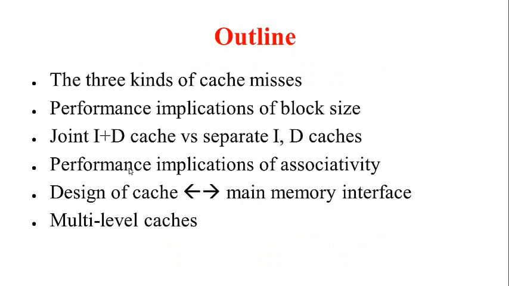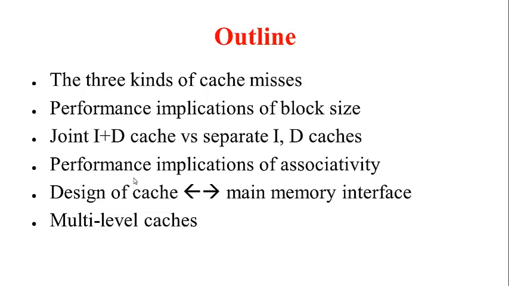Here is an outline of what we will see. First, we will understand the three kinds of cache misses, the classification of cache misses into three kinds. An important design parameter in a cache design is the selection of its block size. We will understand the performance implications of this parameter. There is a performance trade-off between choosing a joint or unified instruction and data cache versus separate instruction and data caches. We will understand this.